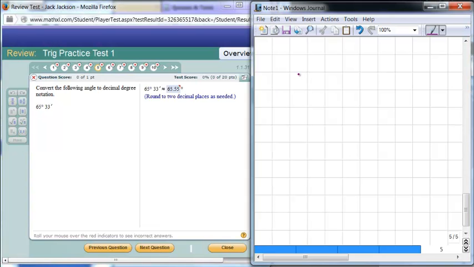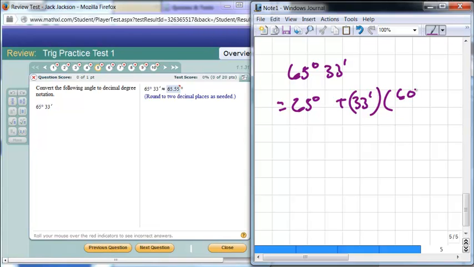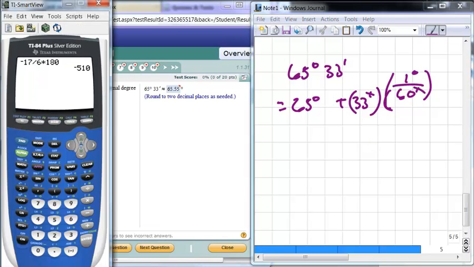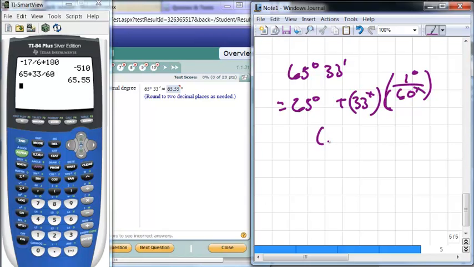Convert to decimals. 65 degrees 33 minutes. That's 65 degrees plus 33 minutes. 33 minutes is 60 minutes for every 1 degree. I need the minutes on the bottom, degrees on the top, so the minutes will cancel. And I can just do this on my calculator. 65 plus 33 divided by 60 is 65.55 degrees.